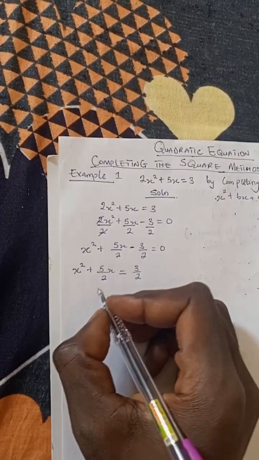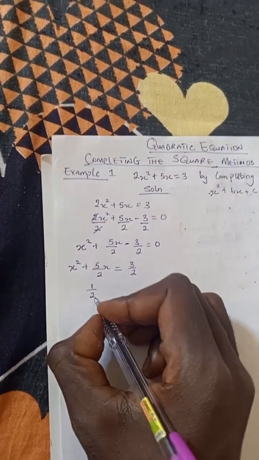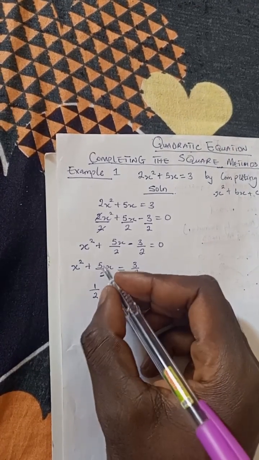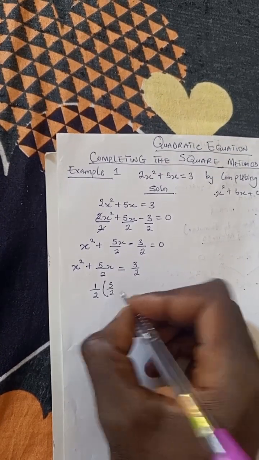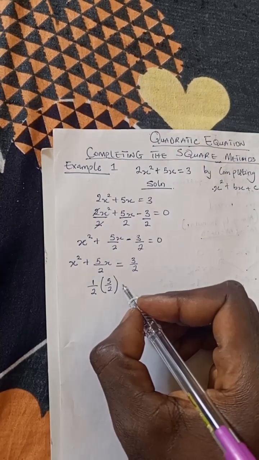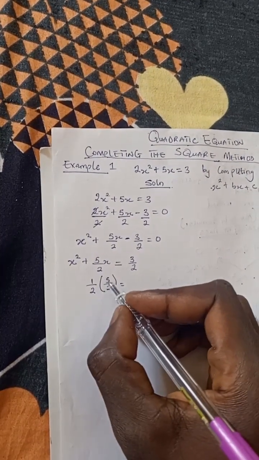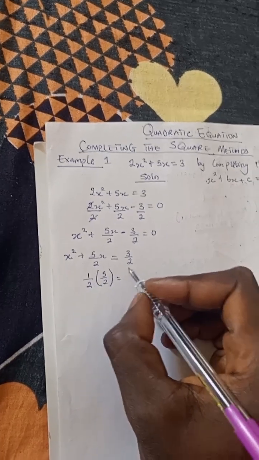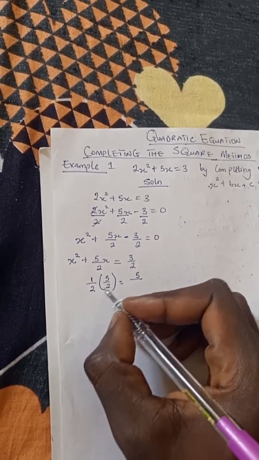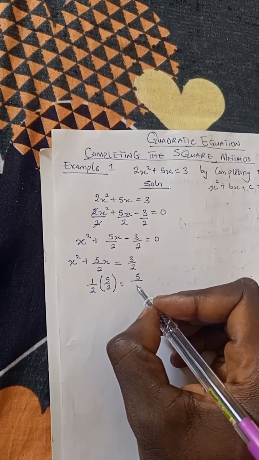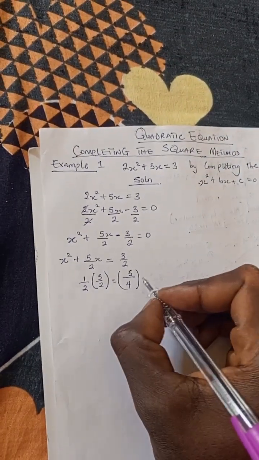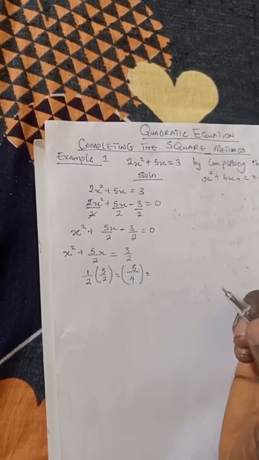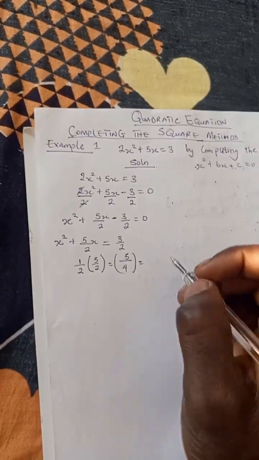Now we take the half of the coefficient of x here. Half of 5 over 2. That means I'm taking the half: 1 times 5 is 5, all over 2 times 2 is 4. And then after you've taken the half, you're going to square it, because we are dealing with completing the square.